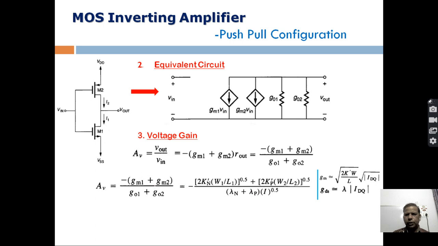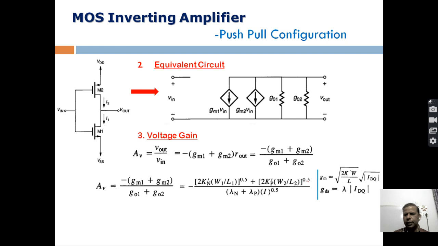You see in the denominator also it's GDS1 plus GDS2. If you put these values here, this ID will be the same because both devices are connected in series, so it will be taken as common. In the numerator the square root of IDQ was taken as common, and in the denominator IDQ was taken as common.